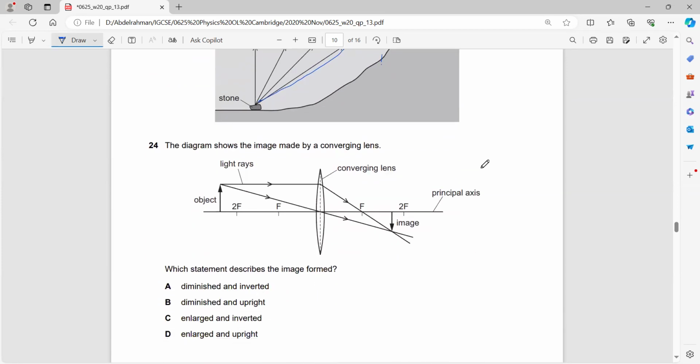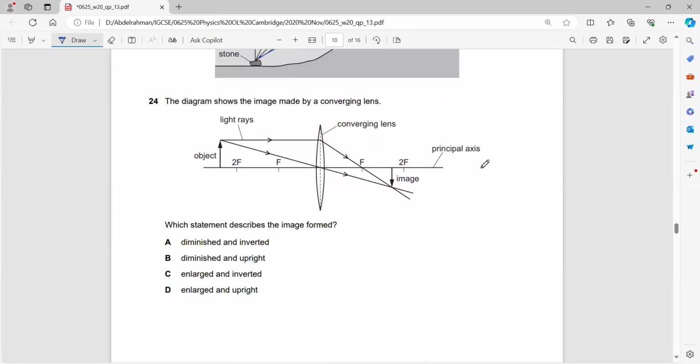The diagram shows the image made by a converging lens. Which statement describes the image formed? It's not upright. It is inverted. Is it enlarged? No, it is diminished. It's smaller. Yes.